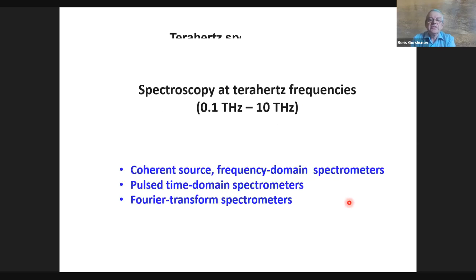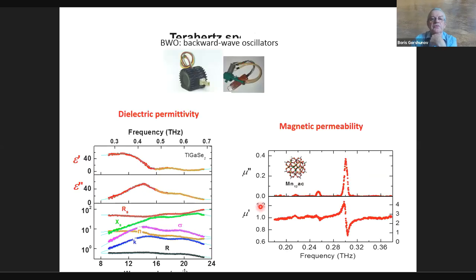So just a couple of slides about the equipment that allows to perform spectroscopy in the terahertz range, which is specified in this frequency interval, approximately from 0.1 terahertz up to approximately 10 terahertz. So this is the terahertz range. And there are three main spectrometers that are used for the experiments in this range. These are listed here: the coherent source, so-called frequency domain spectrometer, the pulsed time domain spectrometer, and the traditional Fourier transform spectrometers. Just a few slides about that.